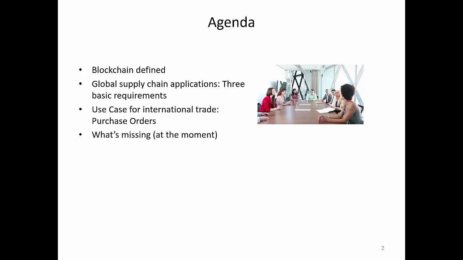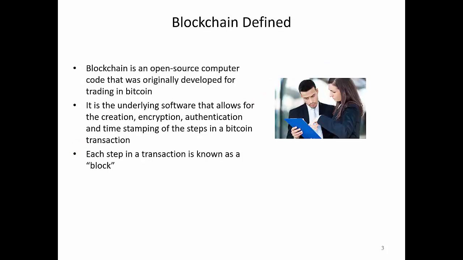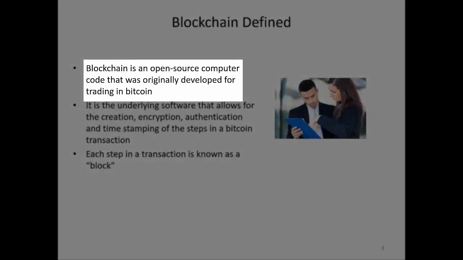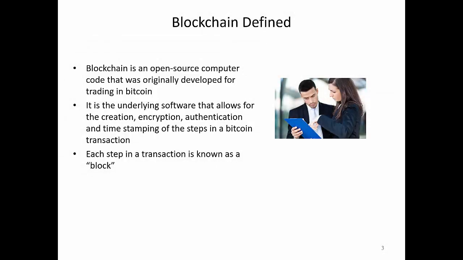We'll begin by saying that blockchain is an open source computer code that was originally developed for trading in Bitcoin, or what is more commonly known as mining Bitcoin. We will emphasize that blockchain is open source. That means it is not proprietary, it is not controlled by any single entity. In fact, users of blockchain can download the computer code and develop applications from there. To put it another way, blockchain is the underlying software that allows for the creation, encryption, authentication, and timestamping of the steps in a Bitcoin transaction.